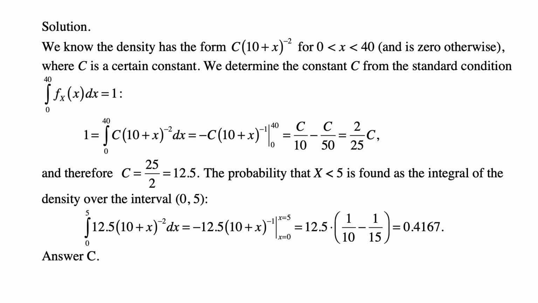If we plug in 5, that becomes 10 plus 5 to the negative 1, so 1 over 15, and it's negative 12.5 times 1 over 15. And then at 0, this is 10 plus 0, so 10 to the negative 1, so 1 over 10. We're subtracting it, so positive 12.5 times 1 over 10. So it's 12.5 times 1 over 10 minus 1 over 15. And we calculate that, and it's approximately 0.4167, which is answer C.